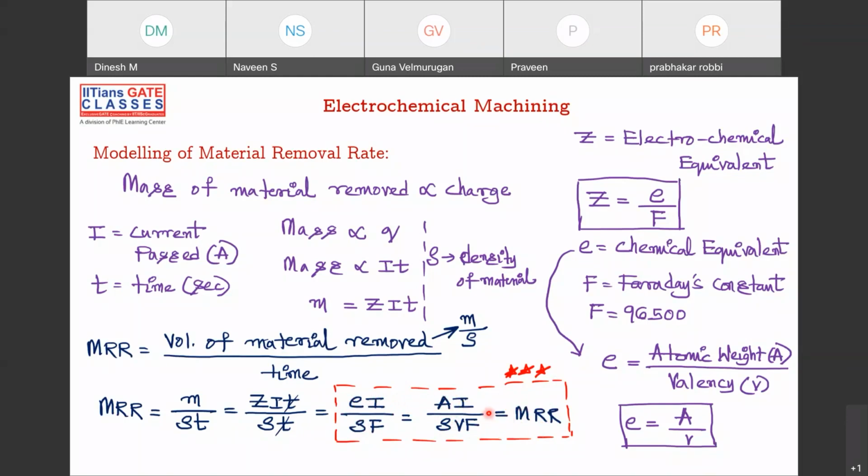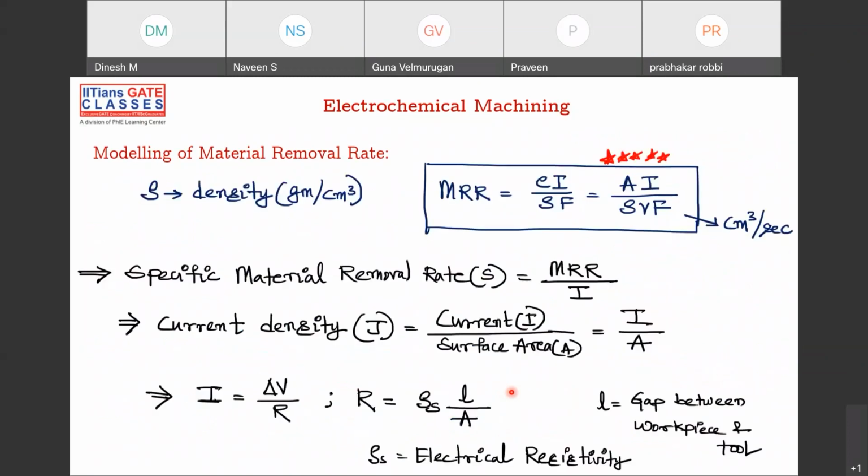AI by rho VF. MRR in electrochemical machining is A, that is atomic weight of the material, into current passed, divided by density of the material into valency of the material into Faraday's constant. Faraday's constant is a constant, that is 96500. Okay, so this is the formula for your material removal rate in electrochemical machining. AI by rho VF. Okay, next.